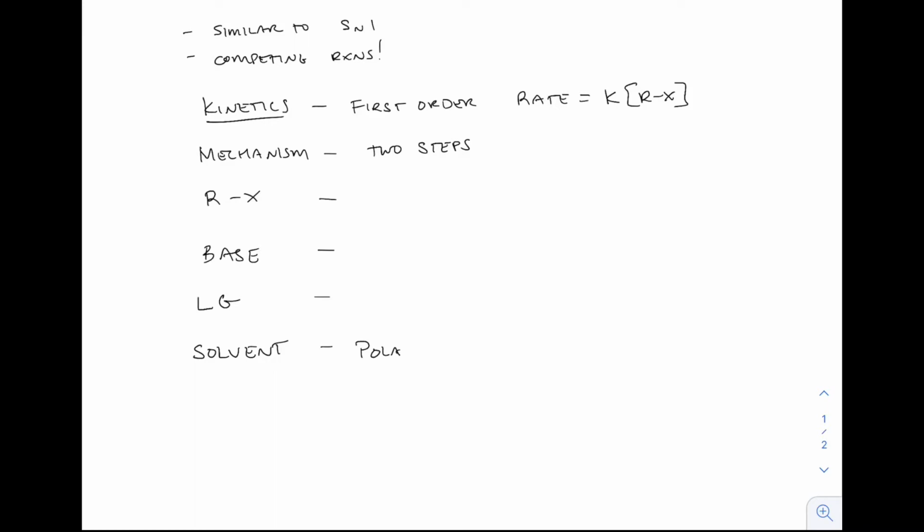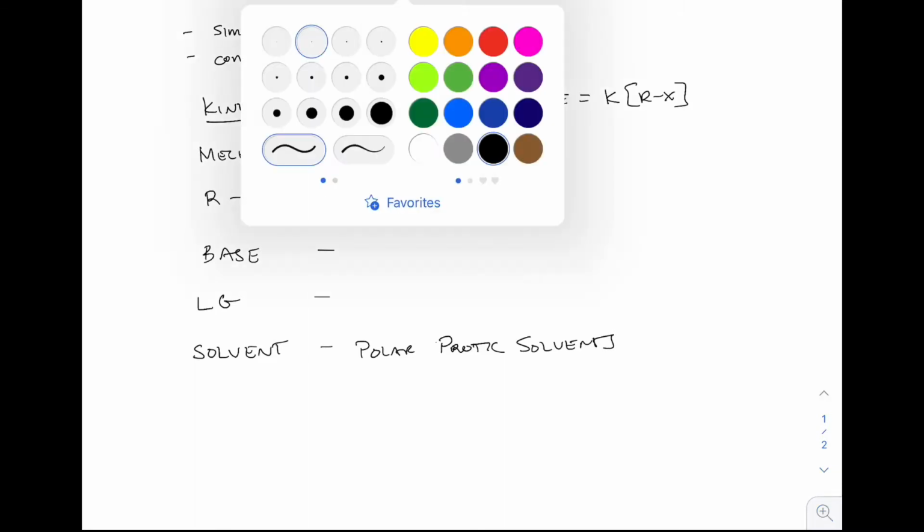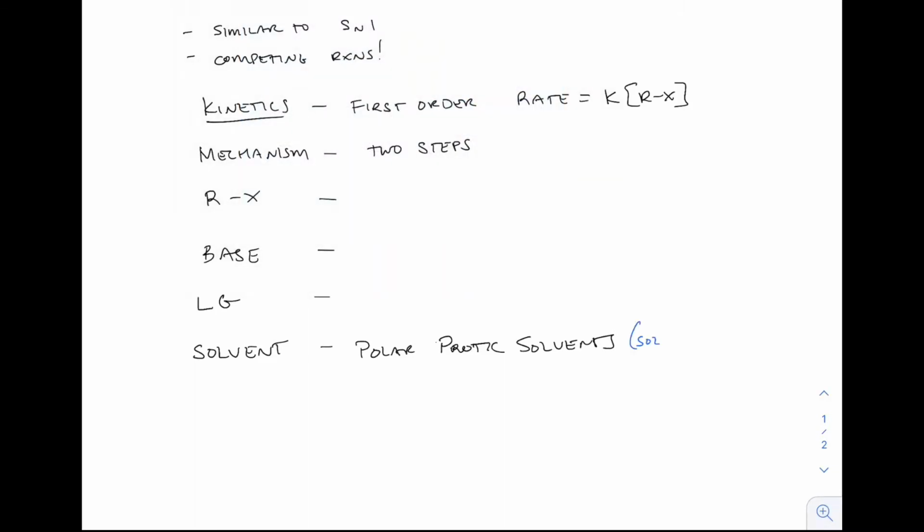So I'm going to work my way backwards and tell you, of course, that the polar protic solvent is needed, just like the SN1 reaction, right? And that's because polar protic solvents solvate the cations as well as the anions, so it can solvate all of the intermediates. So the leaving group, of course, we want it to be good. So hashtag always good leaving group.